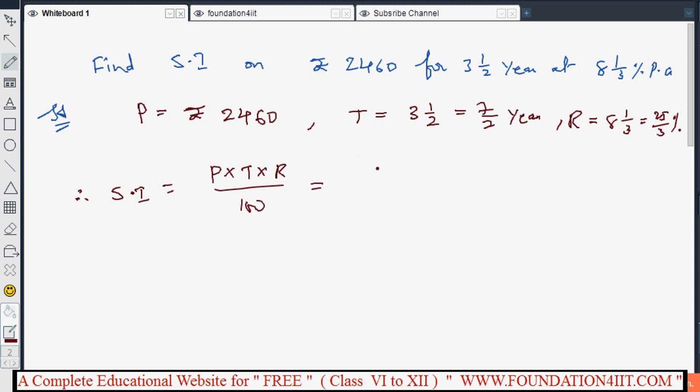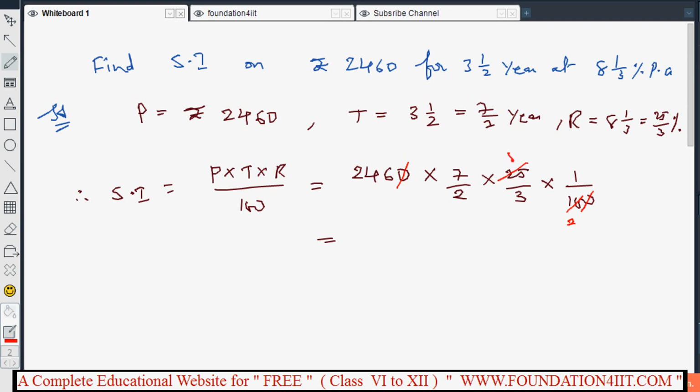Right? Okay. Now principal is equal to 2460. Time is 7 by 2, into R, 25 by 3 by 100. So by 100 I can write 1 by 100. Okay, PTR by 100. So this divided by 100 I can write into 1 by 100 for easy cancellations. So after cancellation of these things, calculating, 0 0 can cancel.